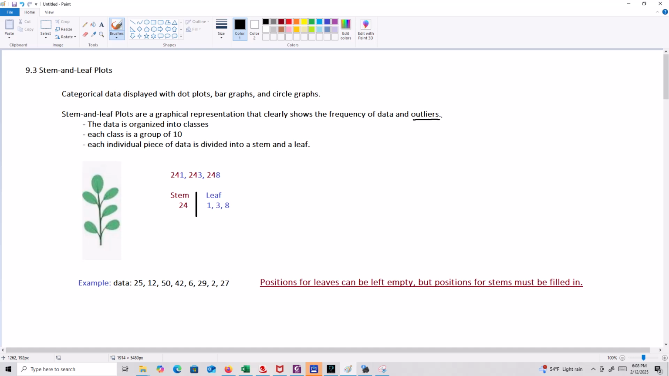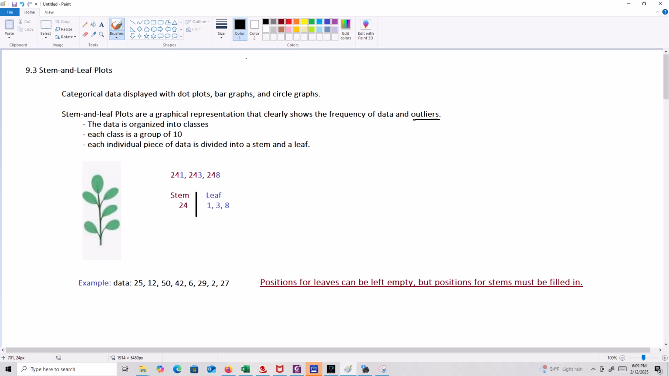But if there's a lot of data, sometimes it's hard to notice what is the outlier. And so stem and leaf plots are great for helping to identify that. So what are they? What are stem and leaf plots? With stem and leaf plots, you are organizing your data into classes grouped by 10. And each individual piece of data is then divided into a stem and a leaf.